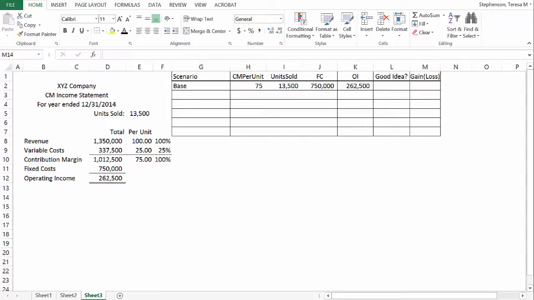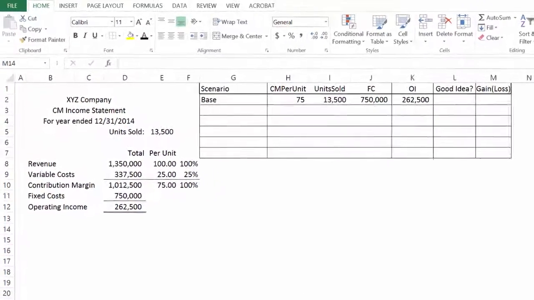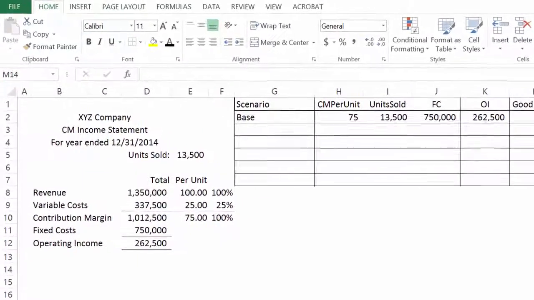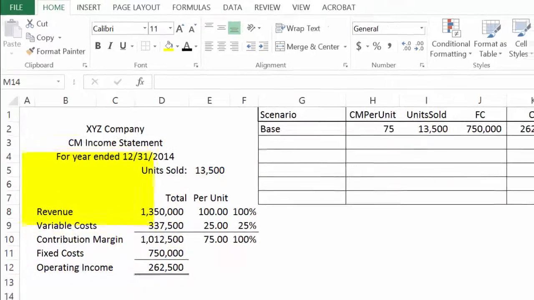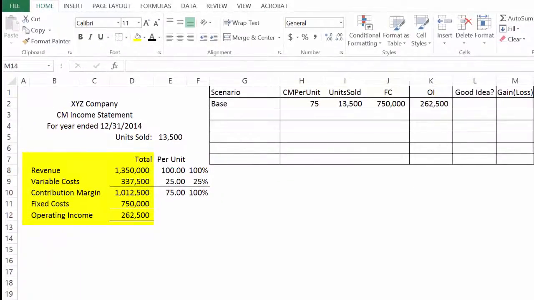You can see that on the spreadsheet we have XYZ company's contribution margin income statement, just like we used in the first video. Units sold are back to 13,500, which reflects the actual activity in 2014. We have our revenue, our variable costs, contribution margin, fixed costs, and operating income.